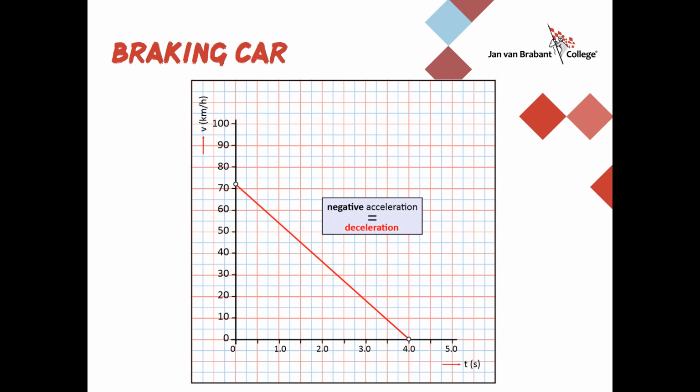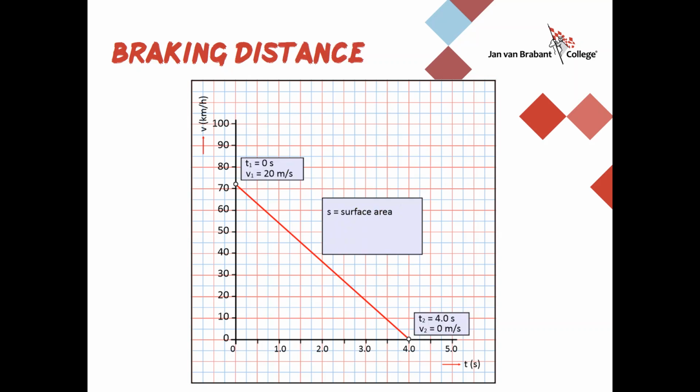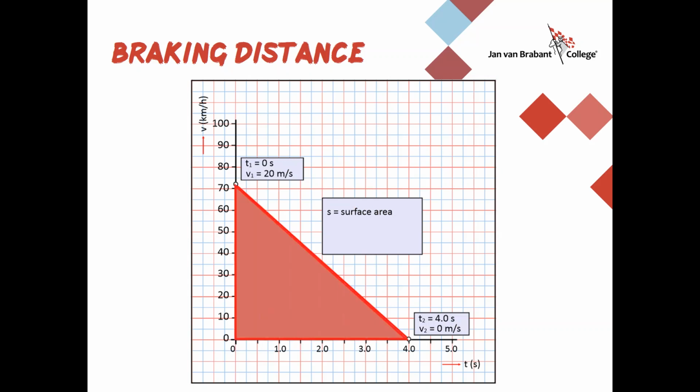In one of the previous videos, you learned how to determine the distance traveled from a velocity time graph. Do you still know how to do that? Well, let's find out. Remember, in a velocity time graph, you can figure out the distance traveled by determining the area underneath the graph. In this case, the area is the area of this triangle. And, as you may know, the area of a triangle is equal to 1/2 times the base times the height of the triangle. Here, the area is equal to 1/2 times 4.0 times 20, which is equal to 40 meters. So, the braking distance of the car is equal to 40 meters.